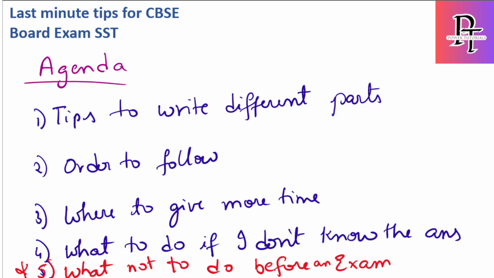The main agenda for today is tips for the different parts, that is geography, history, political science and economics. What is the order to be followed for getting more marks, where we have to give more time for the exam, and what to do if I don't know the answers, because there can be guesses. There may be one or two questions where you don't even know the answer. Okay, not for everyone, just for others. And the most important thing is what not to do before an exam. Okay, this I will cover at the end.